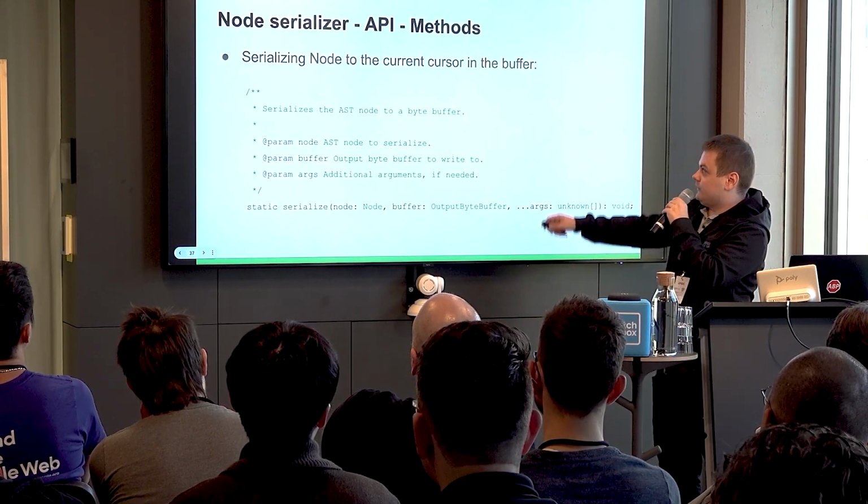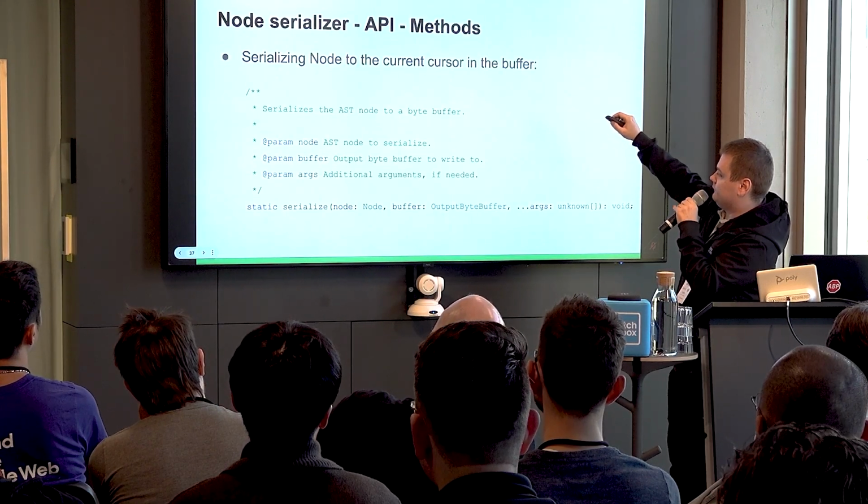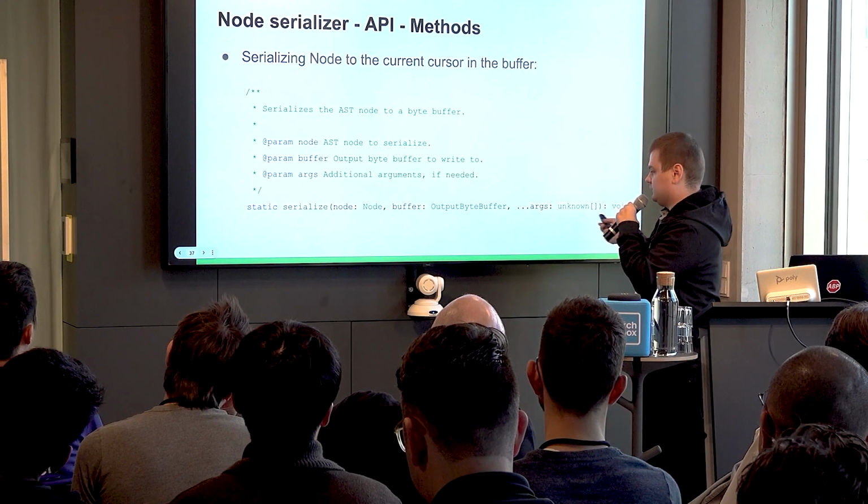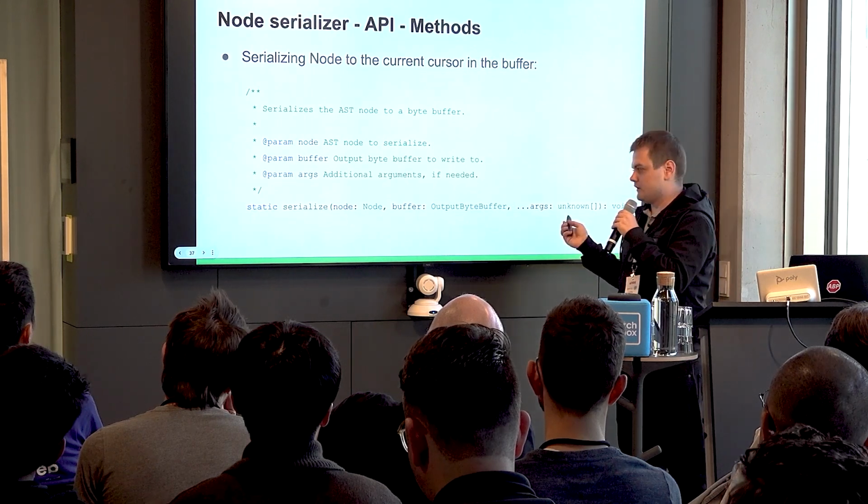Yeah, and here is how its API looks. Basically, serialize waits for a node, the AST node, and a buffer. During serializing, it's an output byte buffer, and some additional arguments if needed. It's a very rare case.